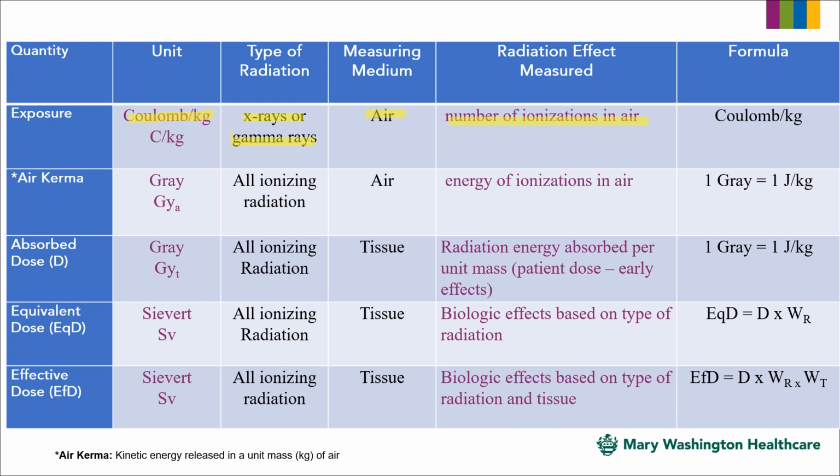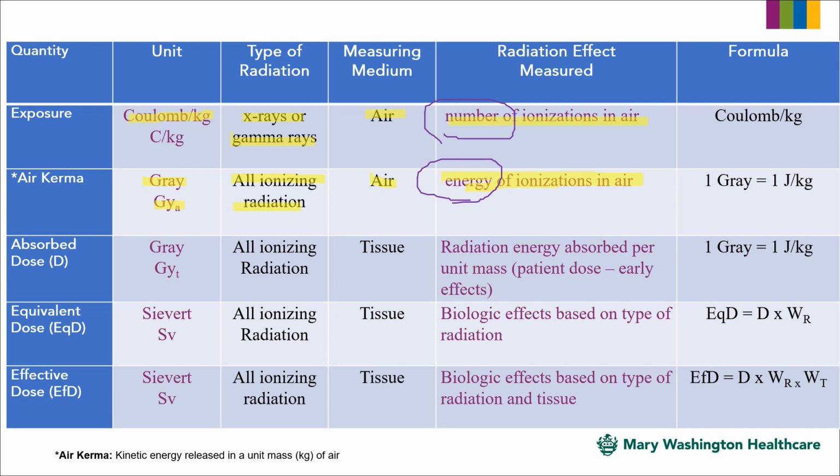For air kerma, the unit is the gray or the gray in air, and it's all ionizing radiations. And so again, we're looking at the measuring medium being the air. This one has the energy of ionizations in air, which is very important, looking at the number versus energy. And 1 gray is equal to 1 joule per kilogram. So going back to what I was just saying, the exposure is the number of ionizations in air versus the air kerma is the energy of ionizations in air.